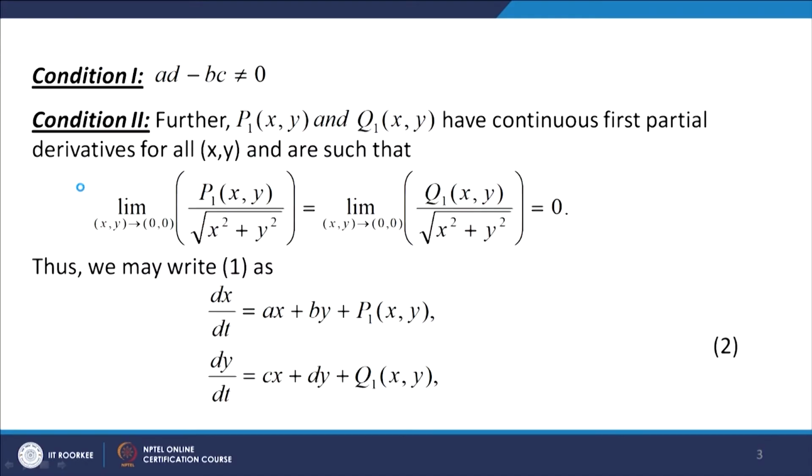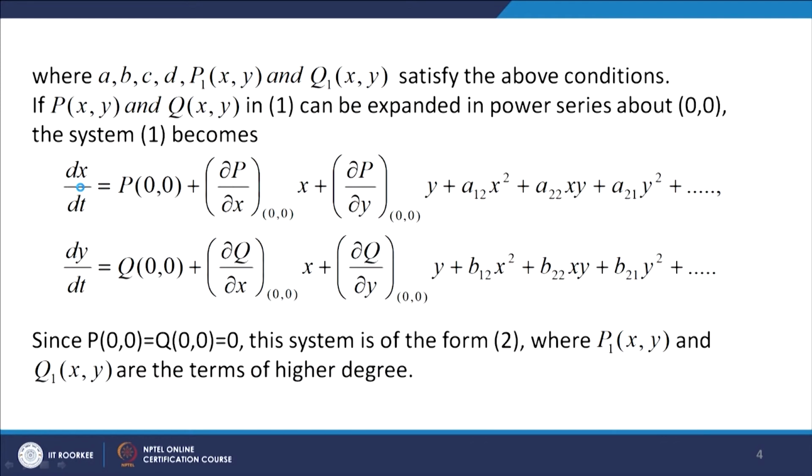This system is of the form 2, where a is the partial derivative of P with respect to x at (0,0), b is the partial derivative of P with respect to y at (0,0), c is the partial derivative of Q with respect to x at (0,0), and d is the partial derivative of Q with respect to y at (0,0). P1(x,y) is a series of terms a12 x squared plus a22 xy plus a21 y squared and higher degree terms, and Q1(x,y) is b12 x squared plus b22 xy plus b21 y squared and higher degree terms in x and y.